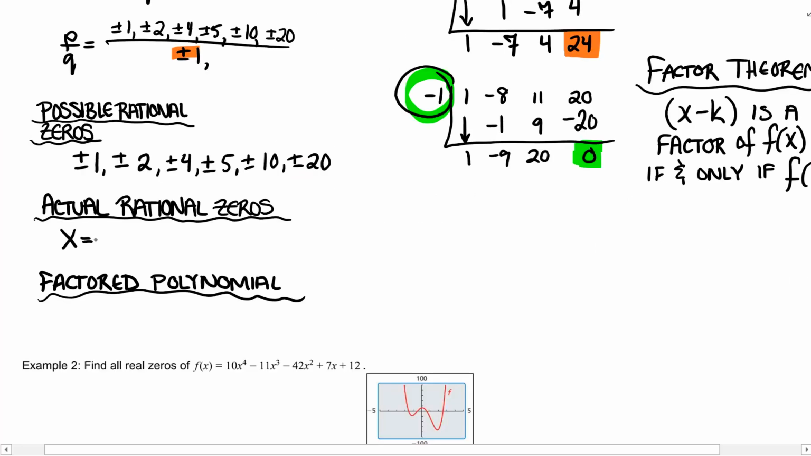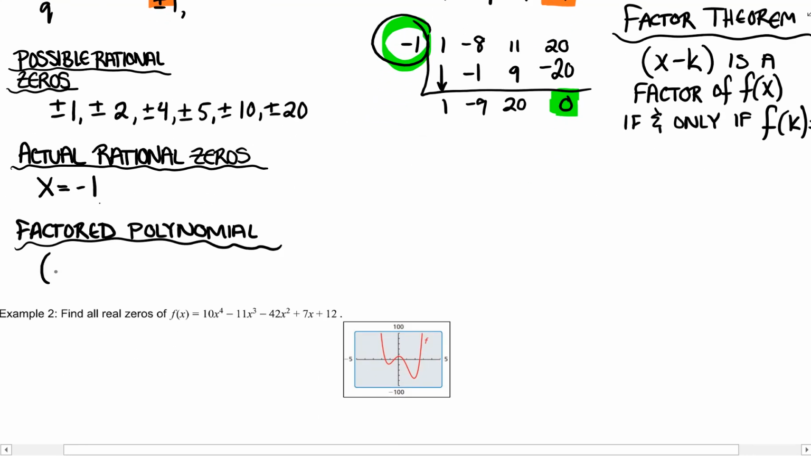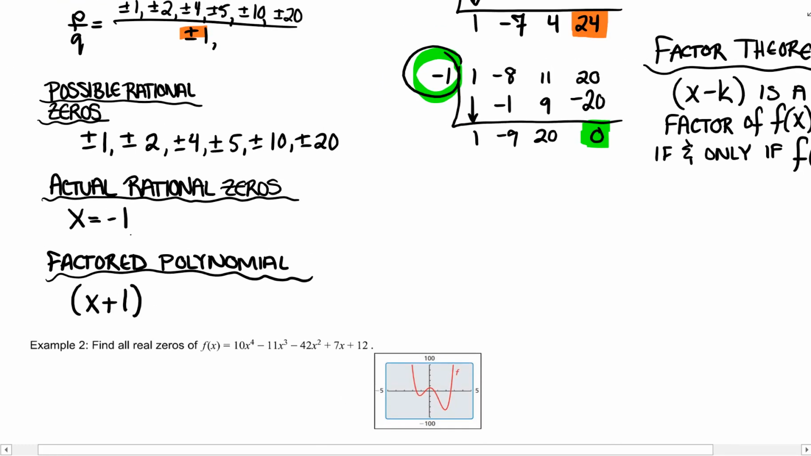X equals -1 is one of my actual rational zeros, and the factor when x is equal to -1, remember k is -1, so it would be x minus -1 or x plus 1. So this is one of the factors of the polynomial. I'm going to keep adding on to the factors and to the actual rational zeros. But how? I found one. Does that mean I have to test out more of these?